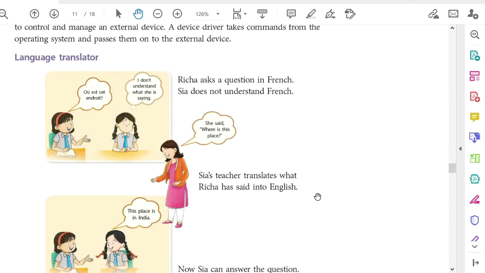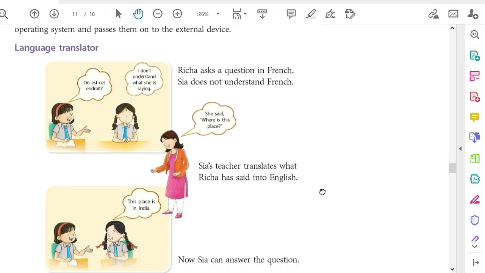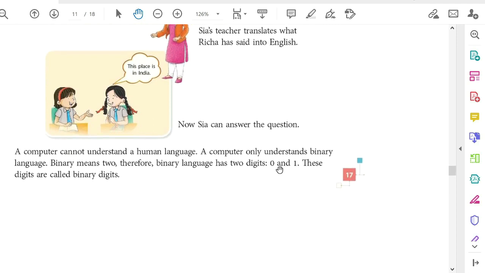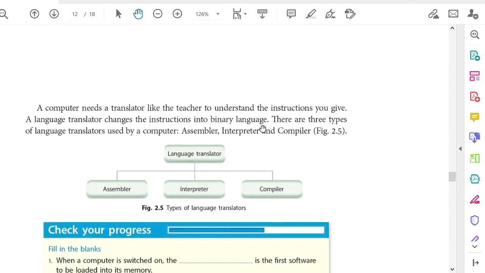Then language translator, another important system software. It plays an important role in the computer. It converts high-level programming language or assembly language to machine language so that the machine can understand the instructions. Machine language means the language which is made up of 0 and 1. This language is also called binary language, and these two digits, 0 and 1, are called binary digits or bits.